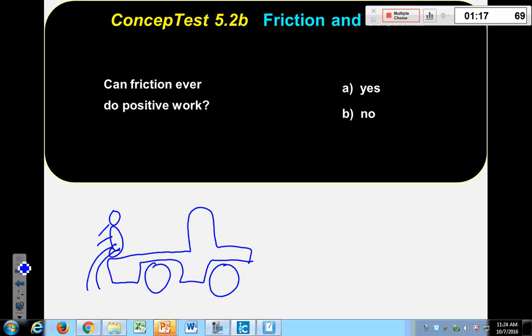And so the frictional force, thankfully, actually pushes in that direction, even though the direction of motion is also in that direction. So in this case, friction can do positive work. So A is the right answer. I'm going to put in A.